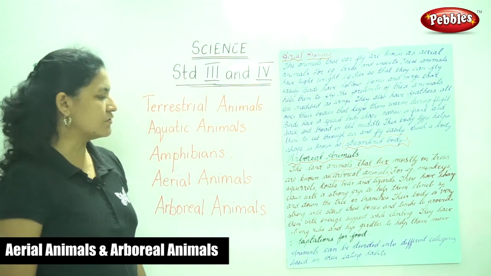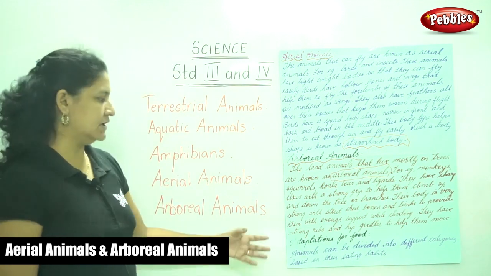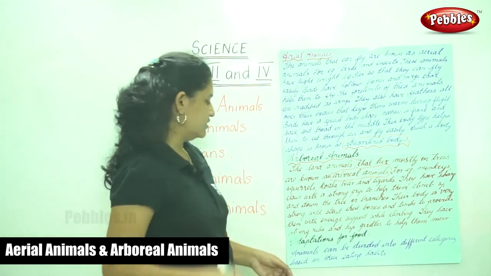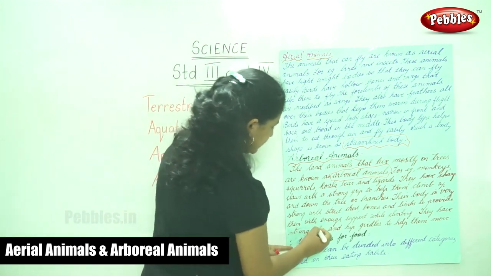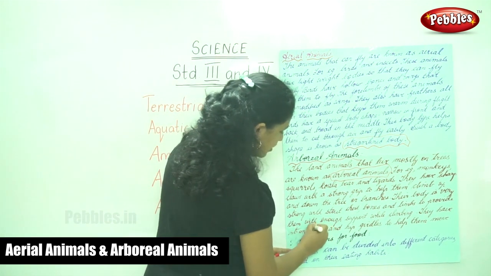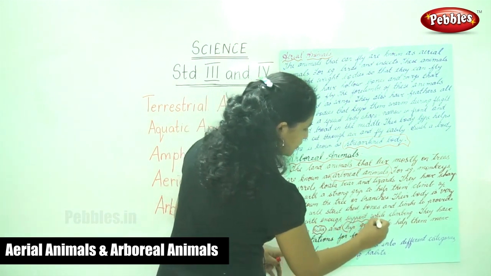They have strong ribs and hip girdles to help them move. So the ribs and hip girdles are very strong in order to help them to move.